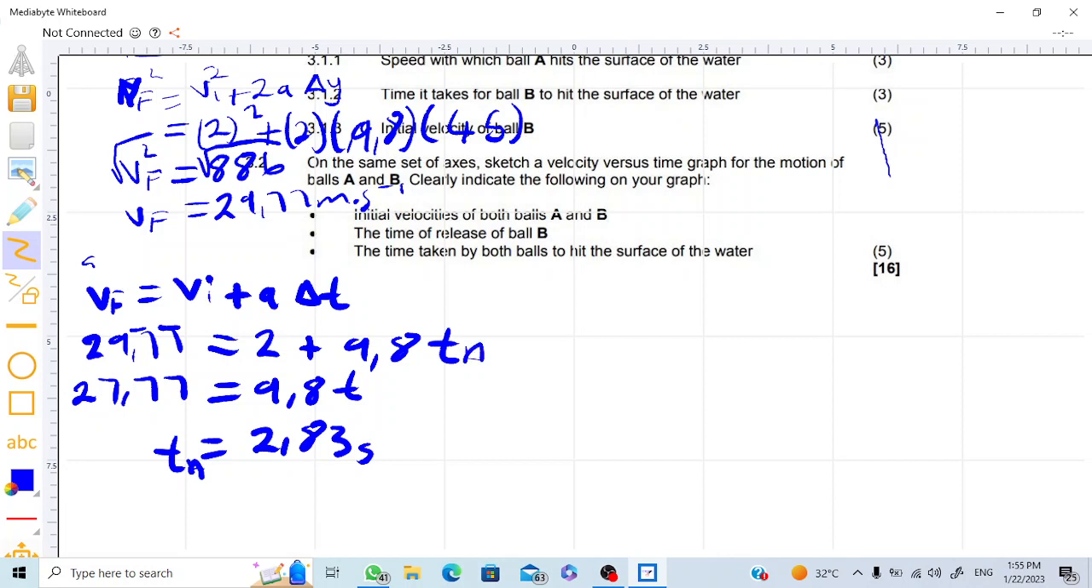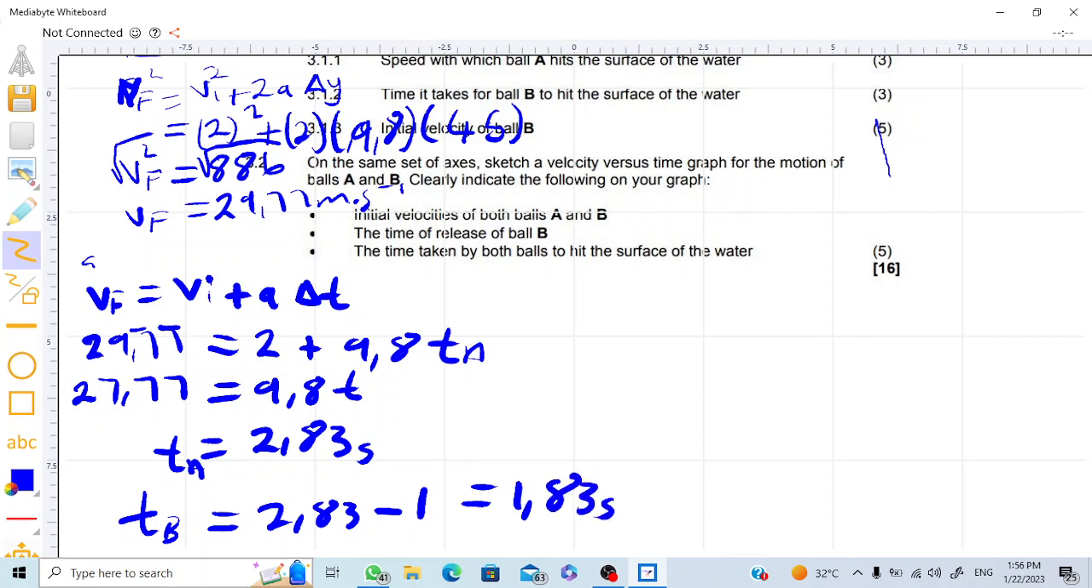Now time for ball B, we were told that ball B was thrown 1 second later. Now time for ball B is equal to 2,83 seconds minus 1, which is equal to 1,83 seconds. Okay, now that is the time it takes for ball B to actually hit the surface of the water.